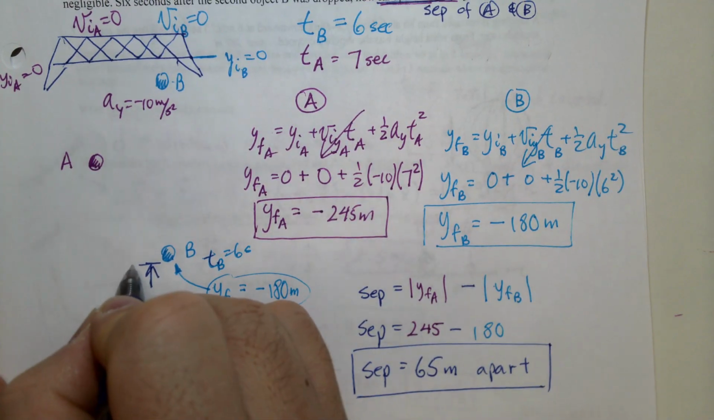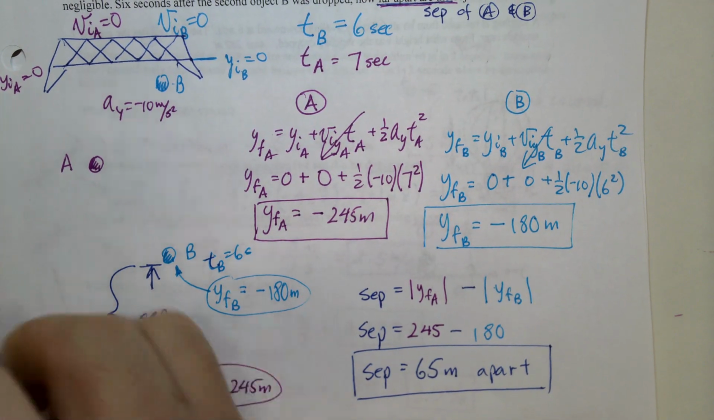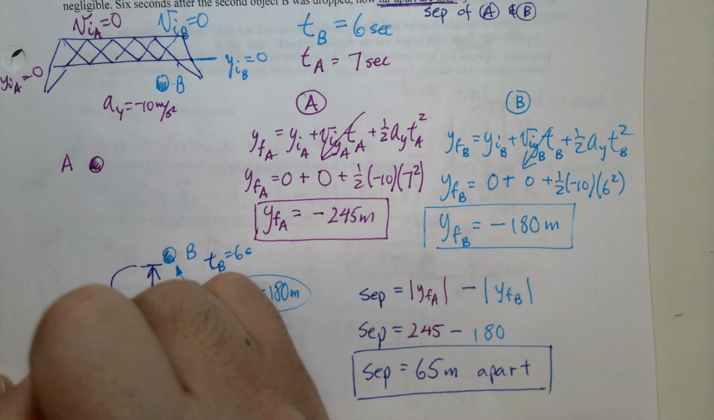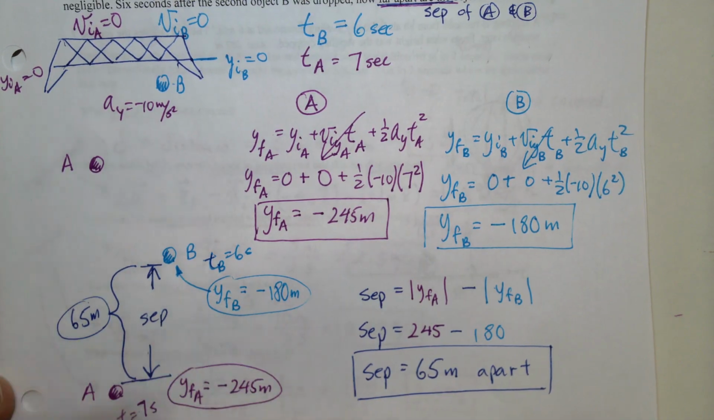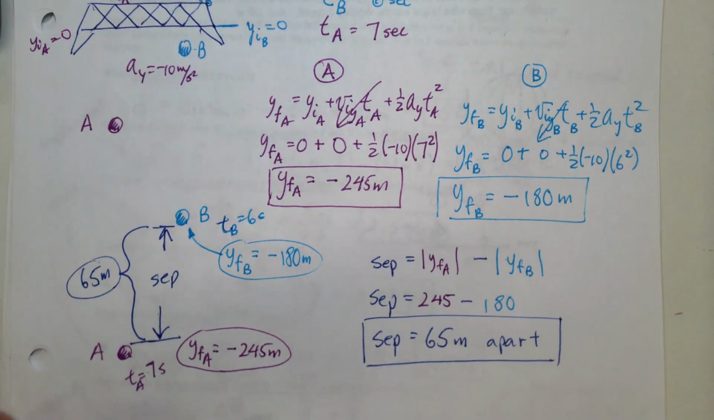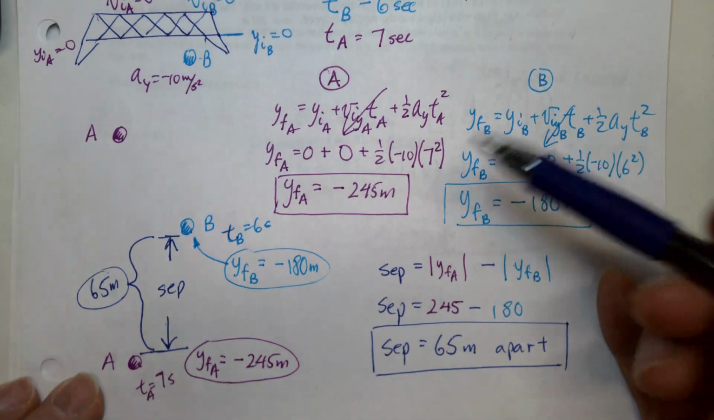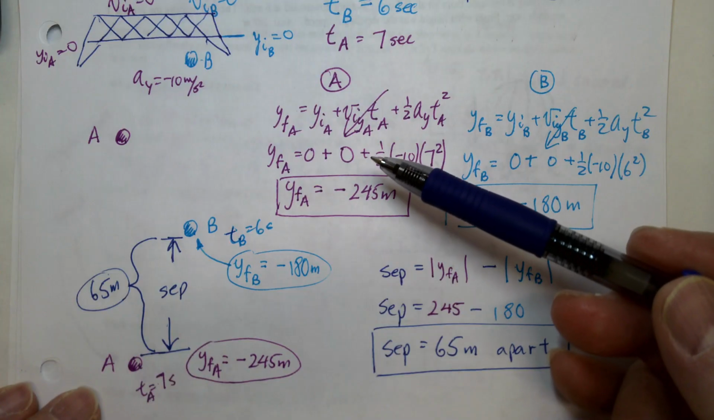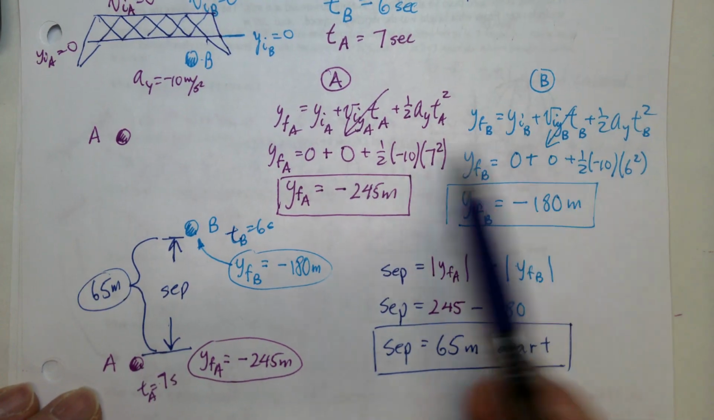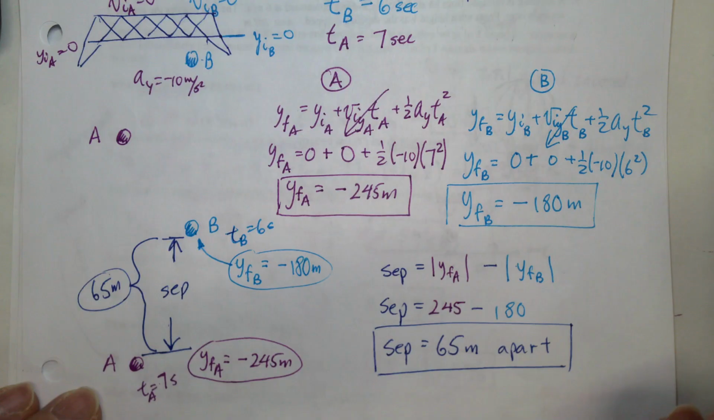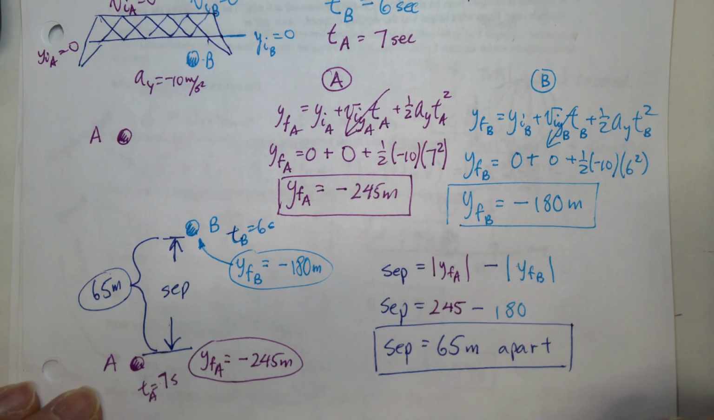So this separation is 65 meters. Is that okay? Now, what would happen if I, instead of dropping it, threw it? What would be the difference between these two? What would change?